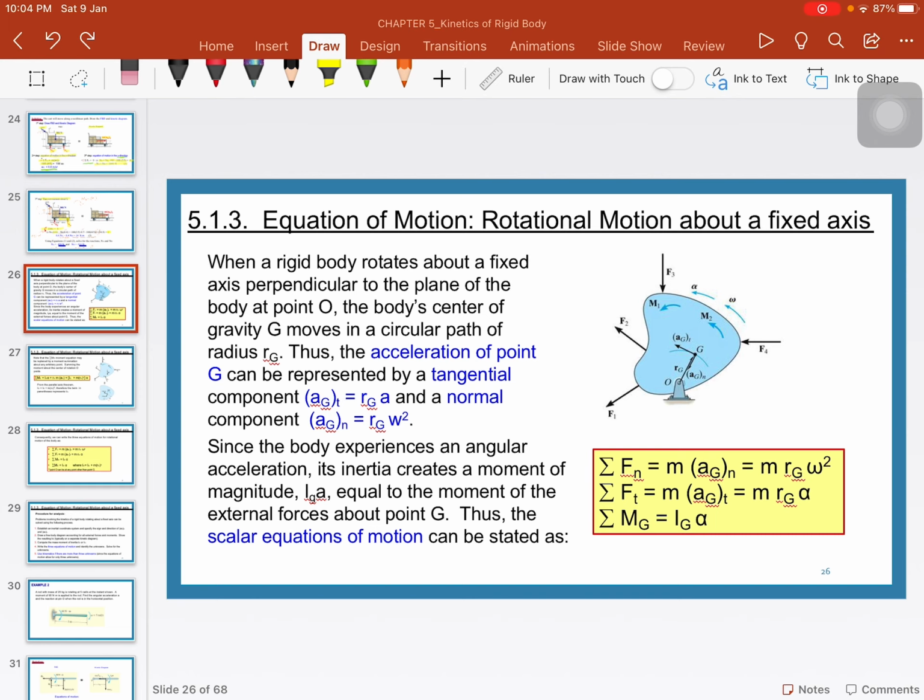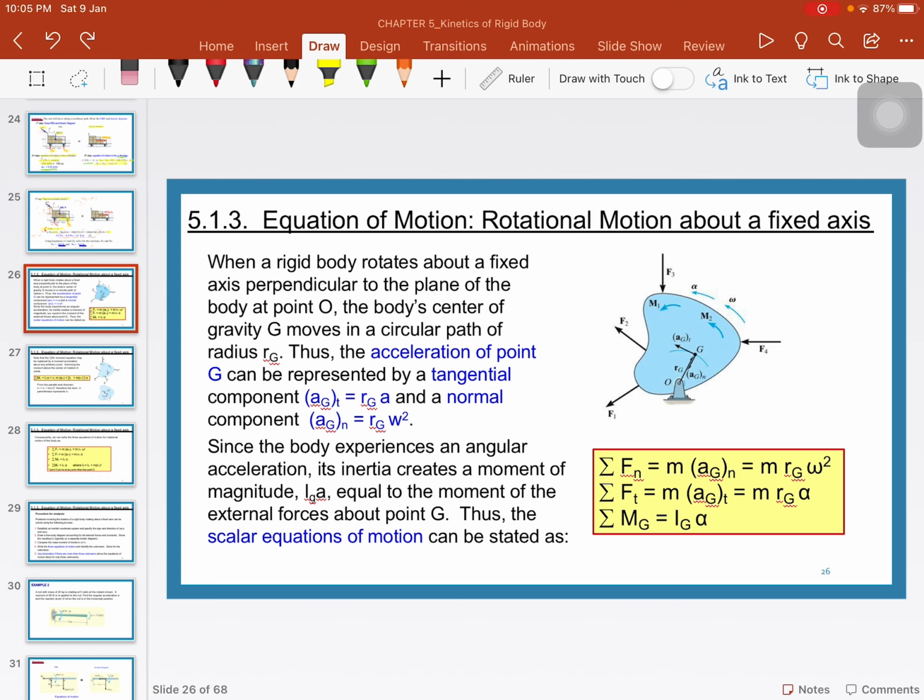So this video is continuing from video number 1. In lecture number 1, we discussed the equation of motion for translational motion. In this video, we will learn the equation of motion for rotational motion about a fixed axis.